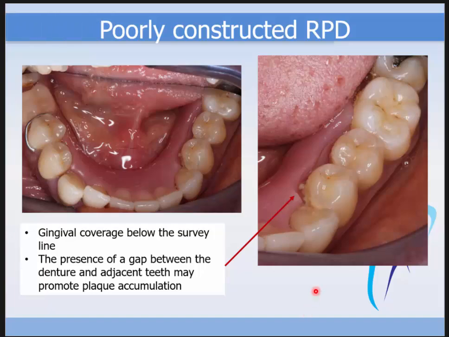Besides that, sometimes the way we construct the dentures or the type of the dentures we provide for the patient may actually cause more plaque retention. Like in this case, you can see that the margin of the dentures is actually below the survey line, and in fact there is a gap present between the dentures and the tooth surface. So in this case, you are not helping the patients, but you make this area more plaque retentive. Therefore, it is difficult to clean. It makes the plaque easily stuck here, and it makes the situation worse.